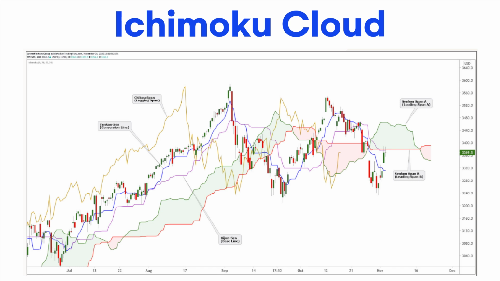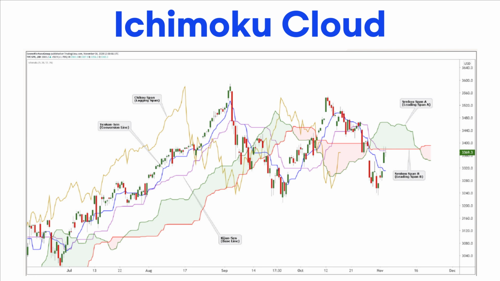There are 6 key components that make up the Ichimoku Cloud: Tenkan-sen or conversion line, Kijun-sen or baseline, Chikou Span A or leading span A, Chikou Span B or leading span B, Kumo, and Chikou Span or lagging span.